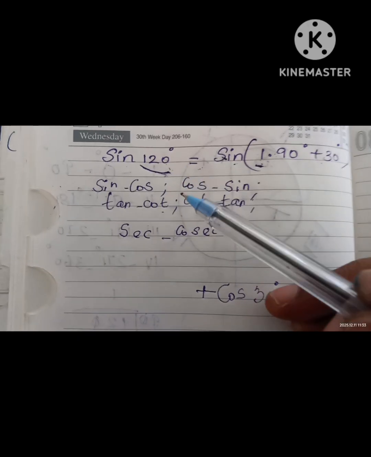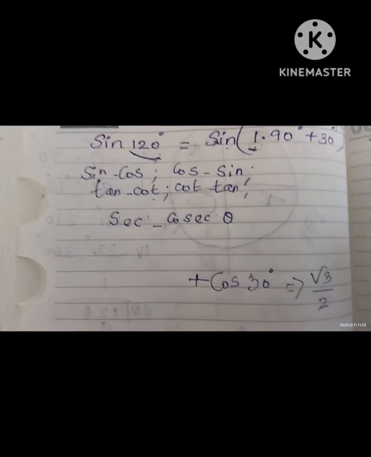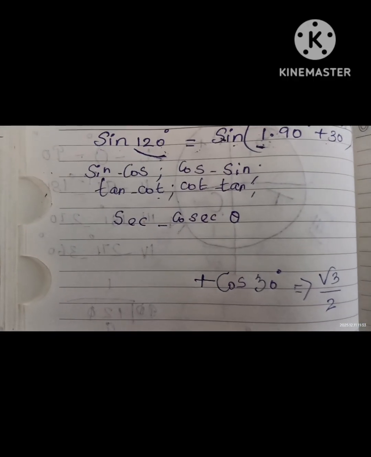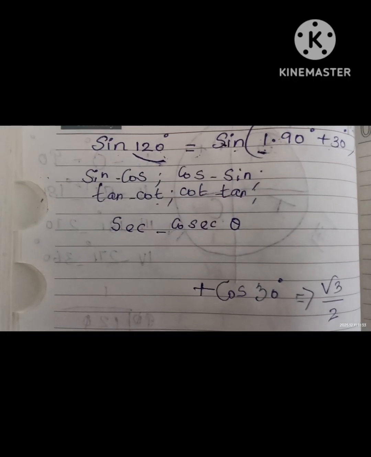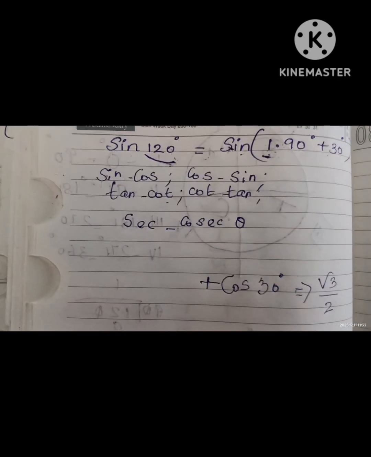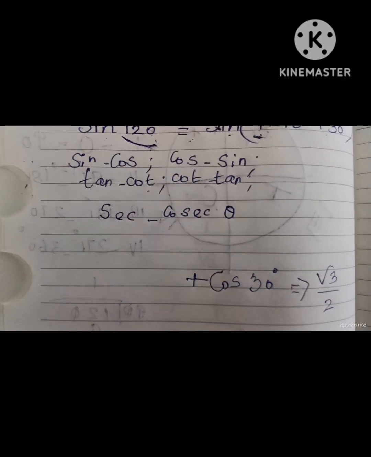Okay, let me repeat. The first step, divide the angle by 90 degree. Second step, see the quotient. If it is odd, change. If it is even, there are no changes. And the third step, we have to see the given angle and identify the quadrant.